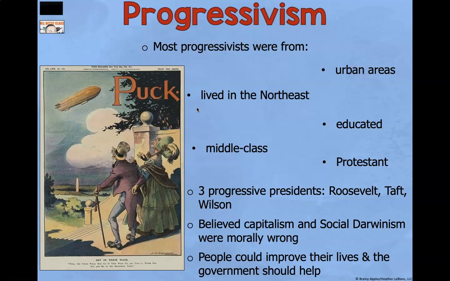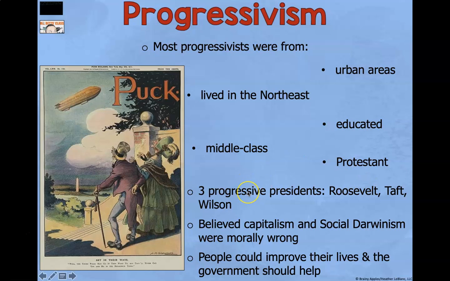So most progressives at this point were from urban areas. They mostly lived in the Northeast. They were educated, middle class, and Protestant. And when you think of Protestantism, we're talking Baptist, we're talking Methodist, okay? Now, it's different than Catholicism. A Roman Catholic, or a Catholic, is different than a Protestant. They have different theological beliefs.